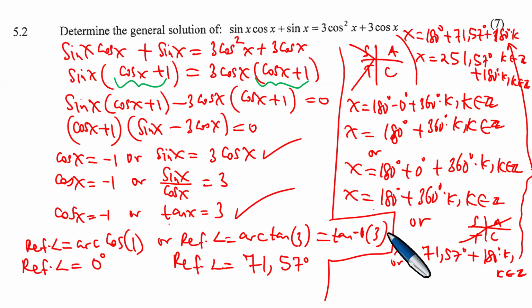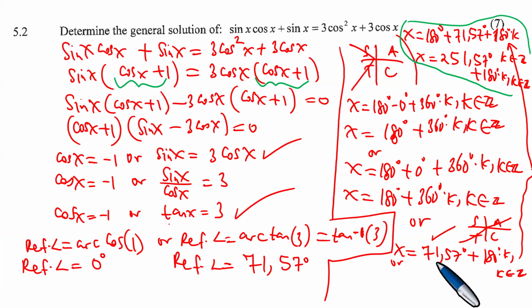Pay attention and note that at this point, this solution is enough, and this one you can leave out in the exam. Why? You can leave this one out because if k is 1 here, you already have 180 degrees plus 71.57, which is already 251.57. So this solution here and this one are exactly the same.